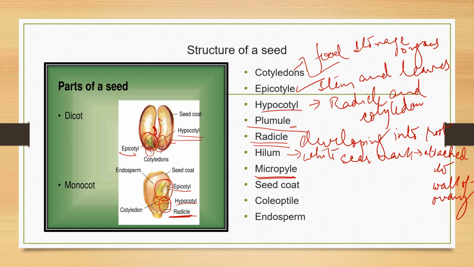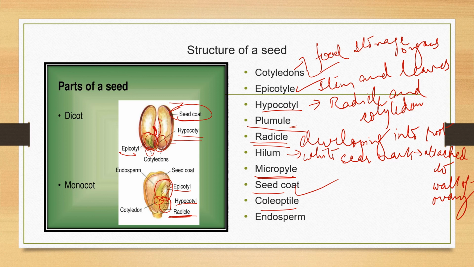Now the seed coat, as the name suggests, is the outside covering around the seed that protects the embryo and its food supply, that is the endosperm. Next comes the coleoptile. In monocot seeds, the coleoptile is present. It is a sheath that protects the plumule as it grows out of the soil.